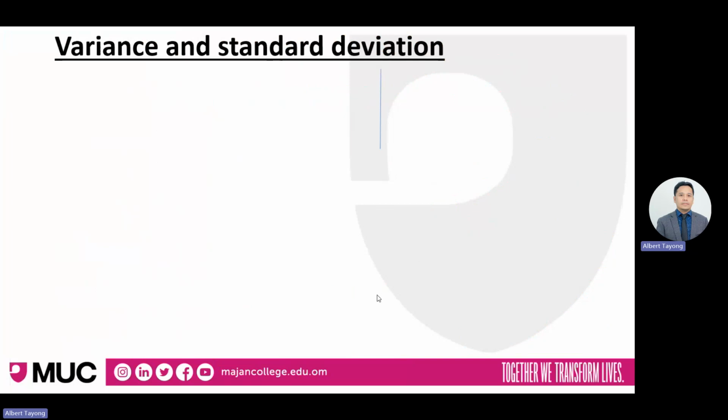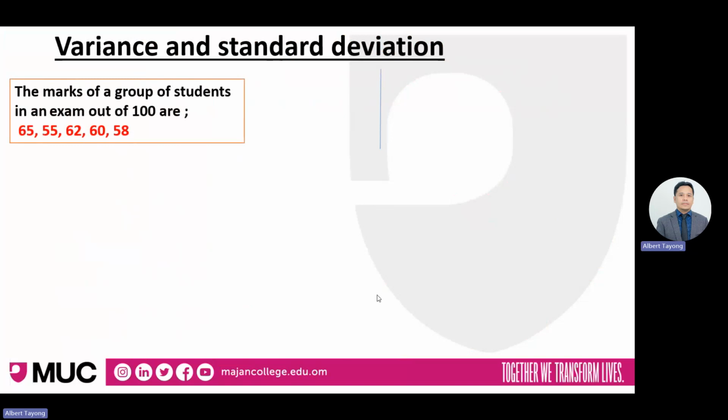Let's now talk about the variance and the standard deviation. For example, we have here the marks of students out of 100, assuming that the scores are 65, 55, 62, 60, and 58. As I said, we have to start with the mean or the average when we talk about variance and standard deviation. Because when we say variance or standard deviation, we are looking at the distance of the scores from the mean, whether the scores are far from the mean or close to the mean.